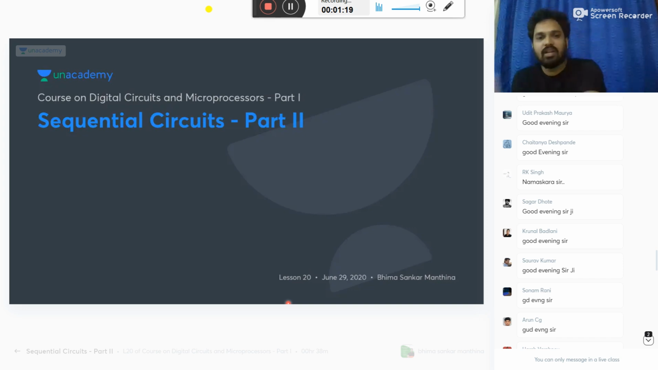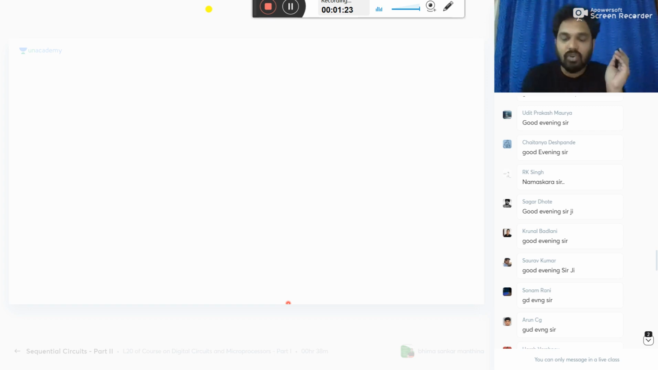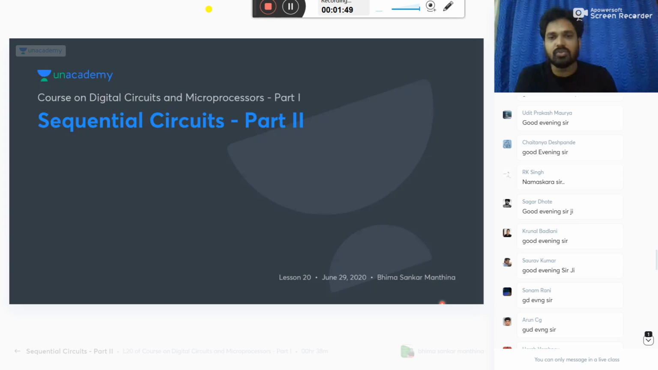So let's start. Before going to the sequential circuit, let me complete the leftover part of the combinational circuit. So we were discussing in the last lecture, if you remember, decoders. I have done some extension of the decoder problem also. Now let's see how to implement functions using decoder.